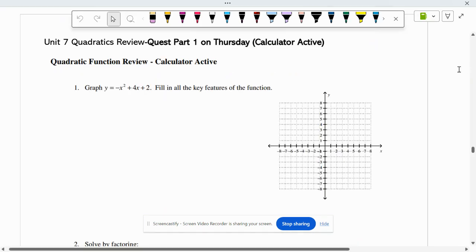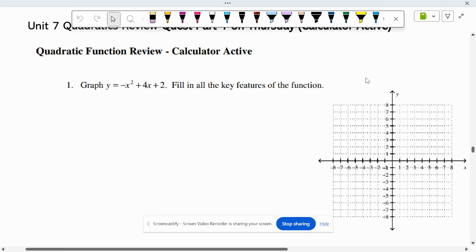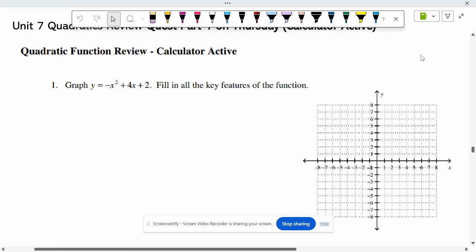Okay. So here we are. Question number 1 says graph y equals negative x squared plus 4x plus 2. Fill in all the key features of this function. So this is calculator active. What does that mean?